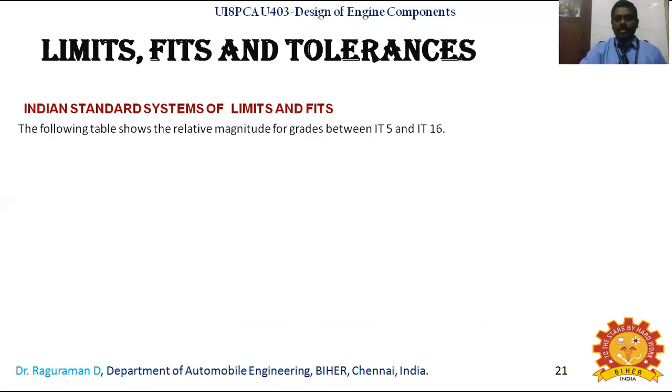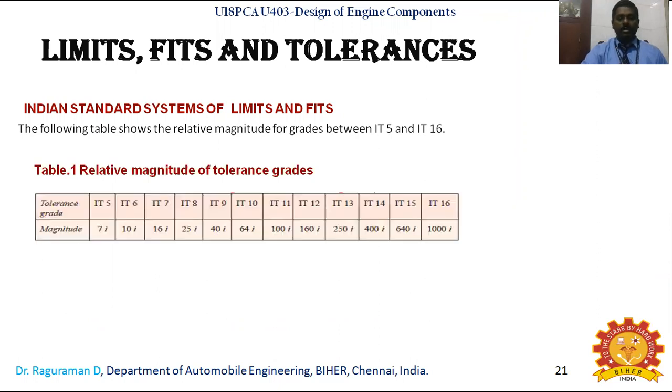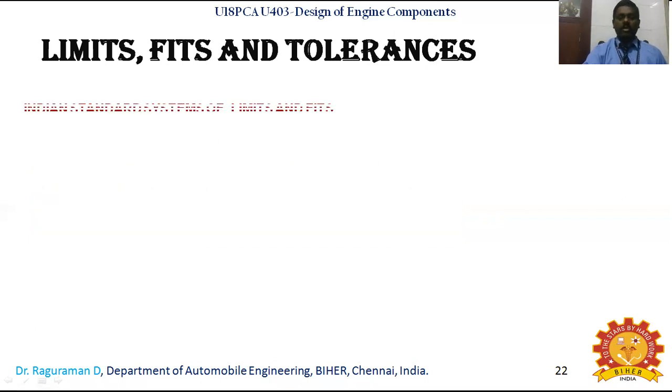The following table shows IT5 to IT16 and how to calculate the magnitude, that is, the relative magnitude of the tolerance grade. In the drawing you can get a tolerance grade value, and with the help of the grade value, you can identify what the tolerance will be. For example, IT7 means 7 times i. You already have the empirical relation, so you can substitute and identify the magnitude for the tolerance grade IT7. Whatever IT tolerance grade is given in the specification, based on that you can identify it.